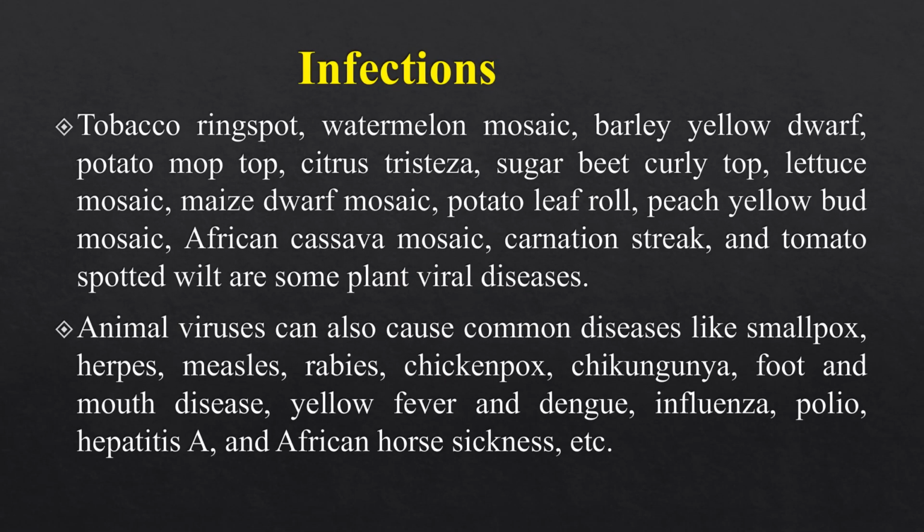Here are some examples of plant viruses: tobacco ring spot, watermelon mosaic, barley yellow dwarf, potato mop top, citrus tristeza, sugar beet curly top, etc. Animal viruses cause common diseases like smallpox, herpes, measles, rabies, chickenpox, chikungunya, etc.